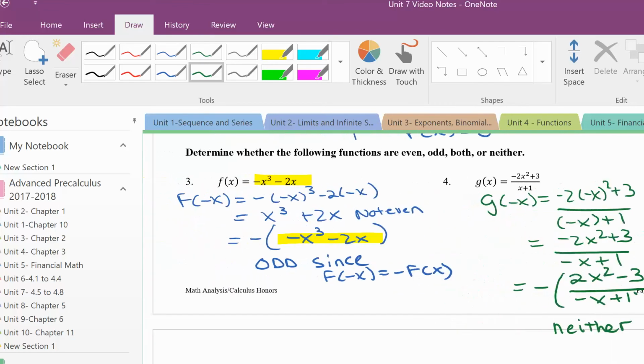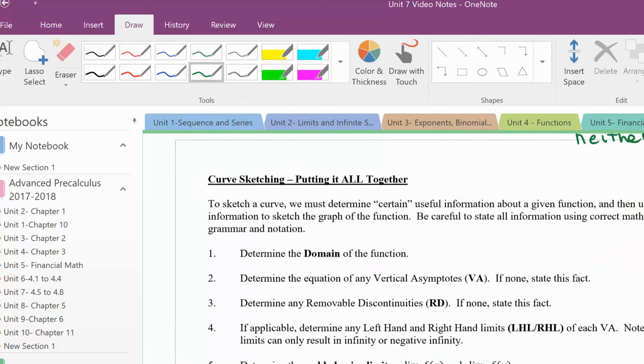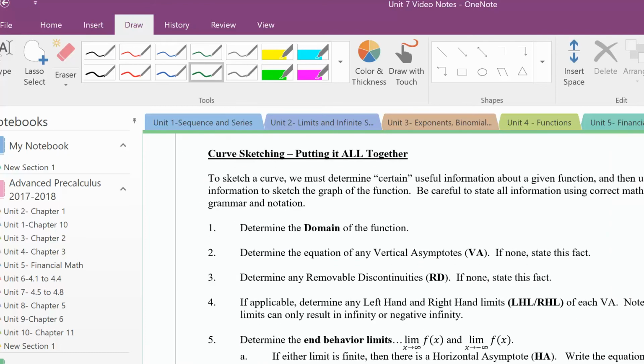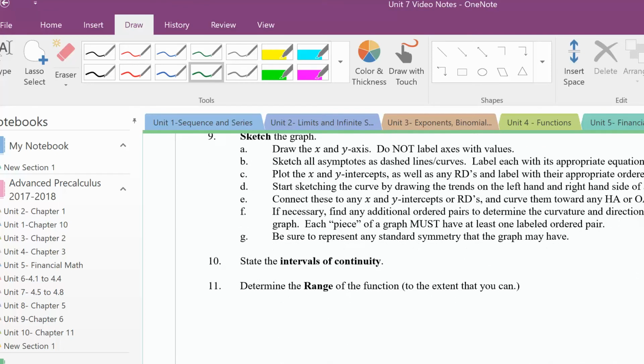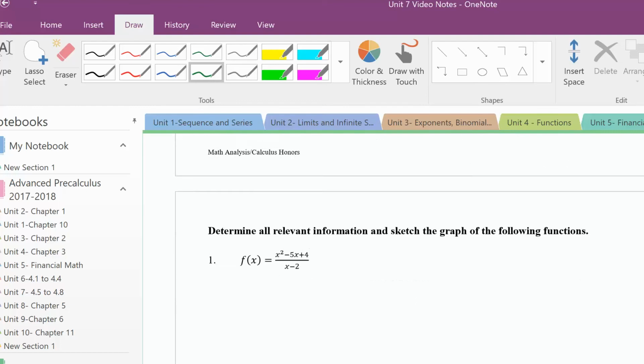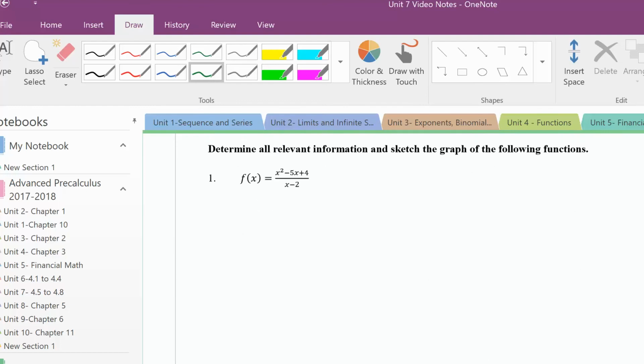All right, so now that we know symmetry, we're going to put it all together and sketch some curves. And so there's an 11-step process here that you can follow along, and we'll go through as we continue this. The first thing that you want to do whenever you're graphing is you want to factor the numerator and denominator first if possible.